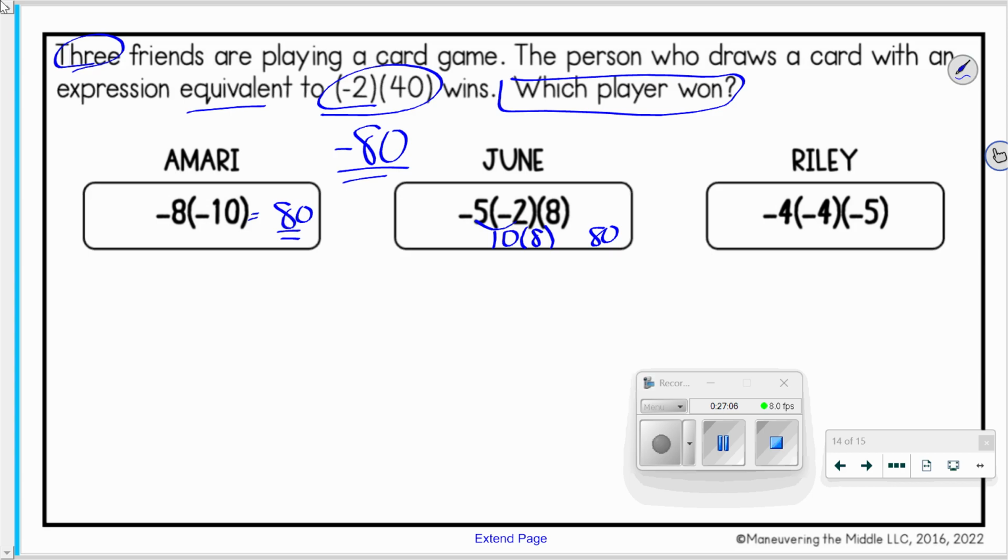So I think I have a good idea. On this one, I'm actually going to do this one first because it makes the math easier. That gives me a 20 times the -4. So that's giving me 80. Negative times positive is negative, which means that Riley won. Riley, good job. Any questions?